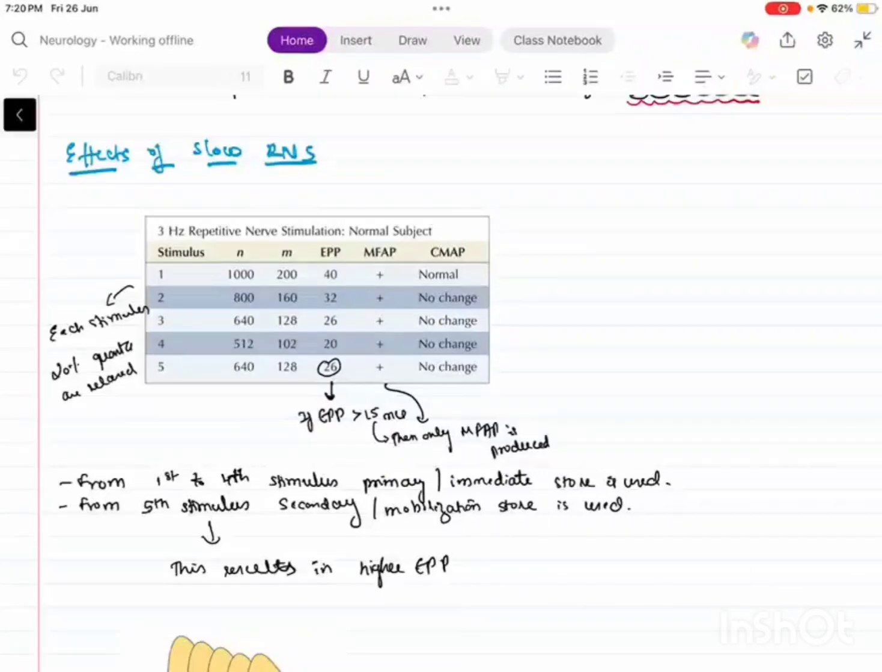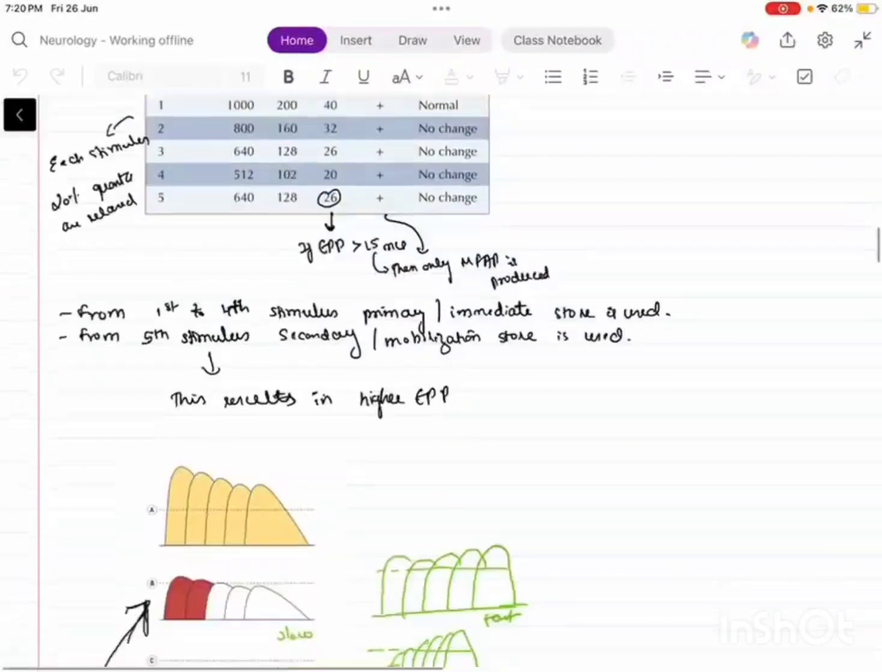This occurs in normal patients. From the first to the 4th stimulus, the primary or immediate store is used. From the 5th stimulus, the secondary or mobilization store is used. This results in a higher end plate potential.